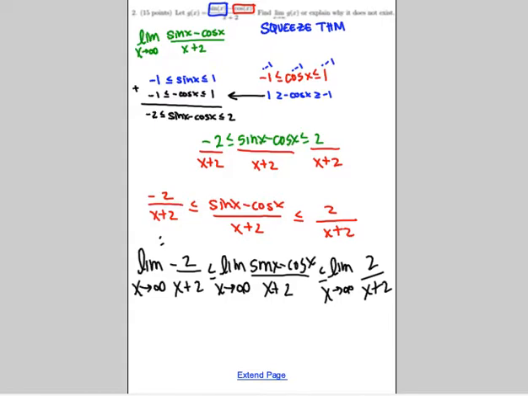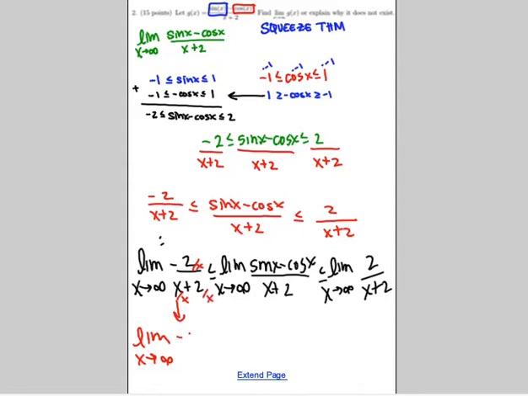And now we can't find the limit of the middle piece. That's why we did the squeeze theorem. So I'm going to find the limit of the ends individually. Okay, they're going to infinity. So whenever I do infinity, I'm going to go ahead and divide everybody by the biggest degree in the denominator. So in this case, it'd be x. So I have my limit as x goes to infinity, dividing everybody by x.